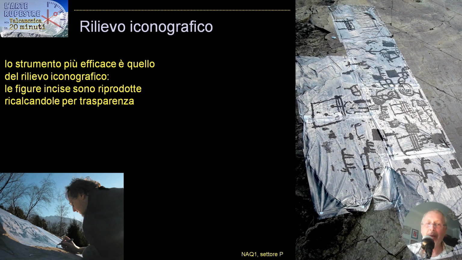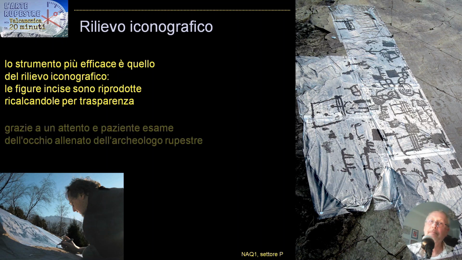Here is the upper part of sector P in the southern area of the Great Rock, partly covered with PVC sheets. To complete this work, there is a need for precision, accuracy, and also experience, as it is necessary to recognize the main themes and types of Valcamonica Rock Art figures.